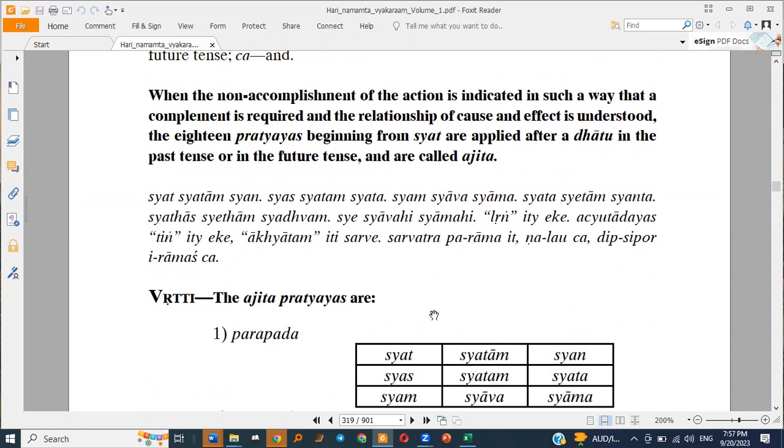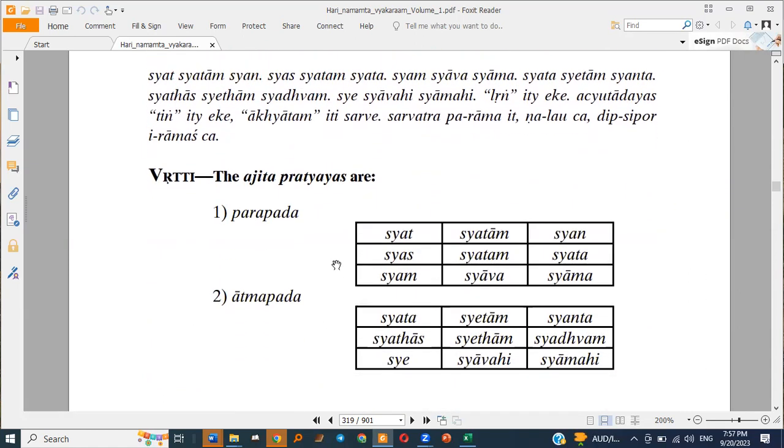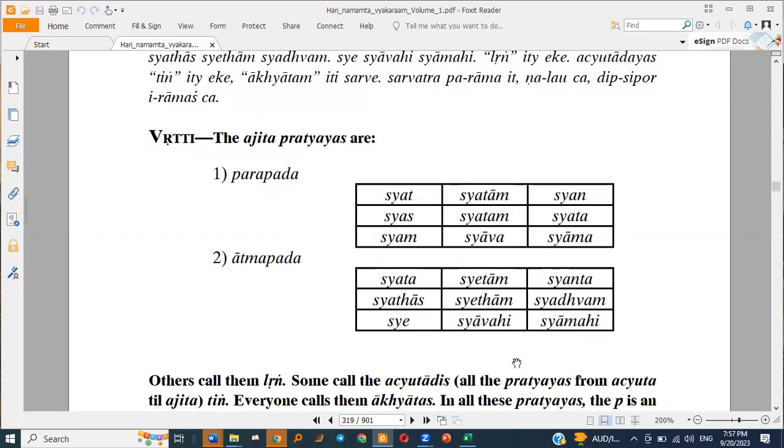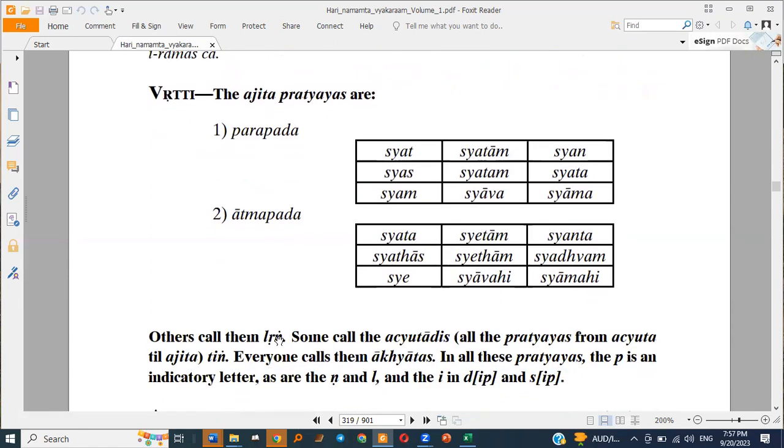So for an example, I just give that example. Yadi Vrindavanam agamishyam tada aham Krishnam apashyam, just making up from this one. Same. So the pratyas are Syat, Syatam, Syan, Syas, Syatam, Syata, Syam, Syava, Syama, Syata, Syatam, Syanta, Syatha, Syatham, Syadvam, Syama, Syavahi, Syamahi. So these are also called ring pratyas.